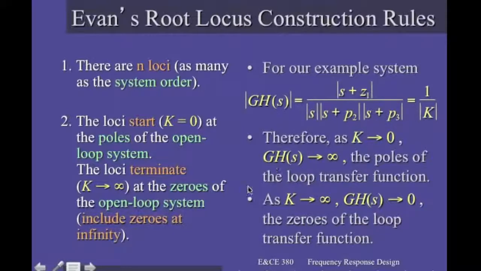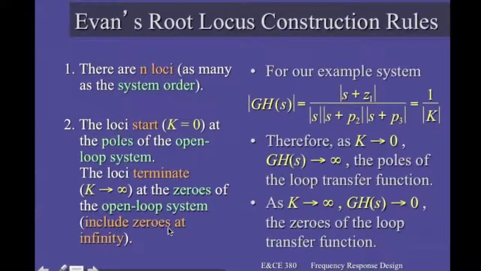The second Evans rule states that the loci start from the open loop poles and terminate at the zeros of the open loop system, including infinity as special zeros.